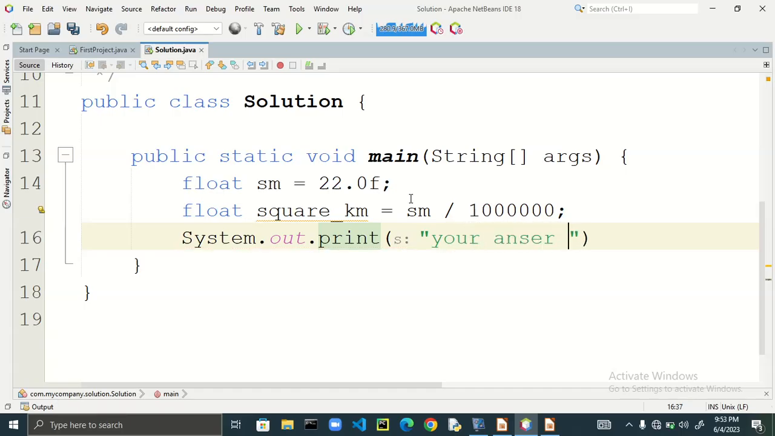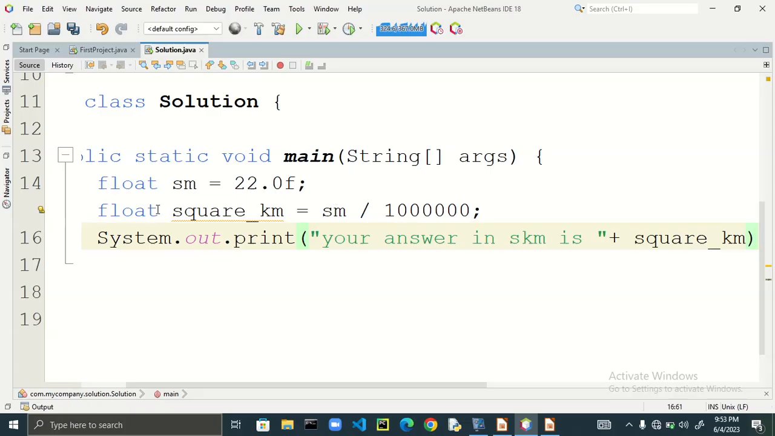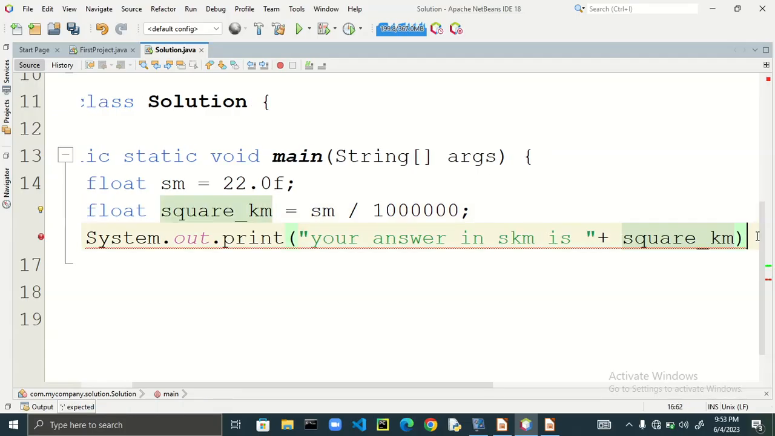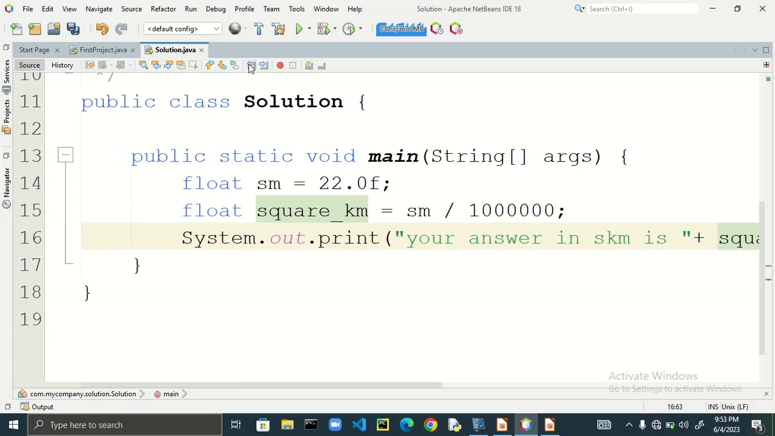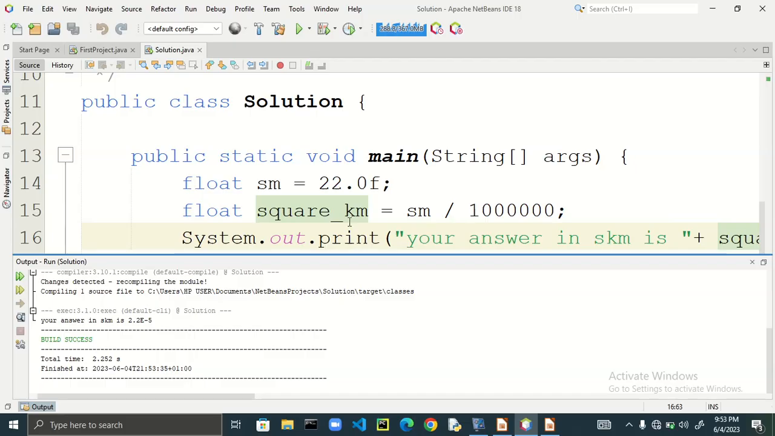Your answer in SKM, that is square kilometer, is, then you put your plus sign and then you write that variable, which is square_km, the variable that we have here. You write the same thing here. Don't forget to add your semicolon at the end here. So let's go ahead and run and see what we get. Now we have everything working fine.